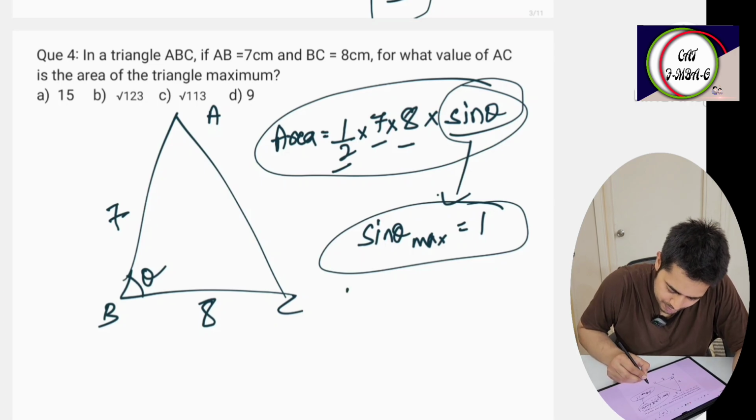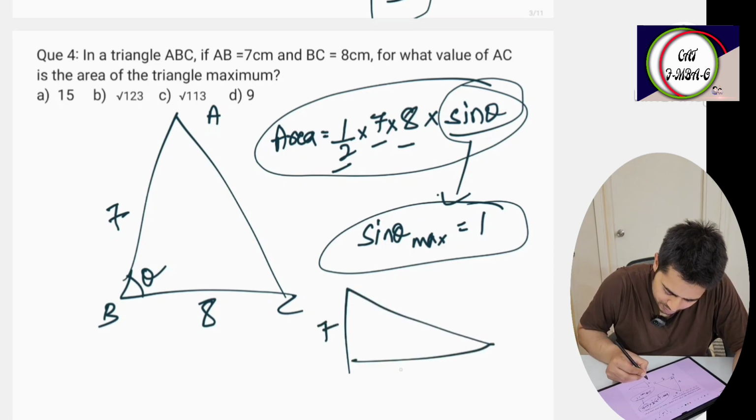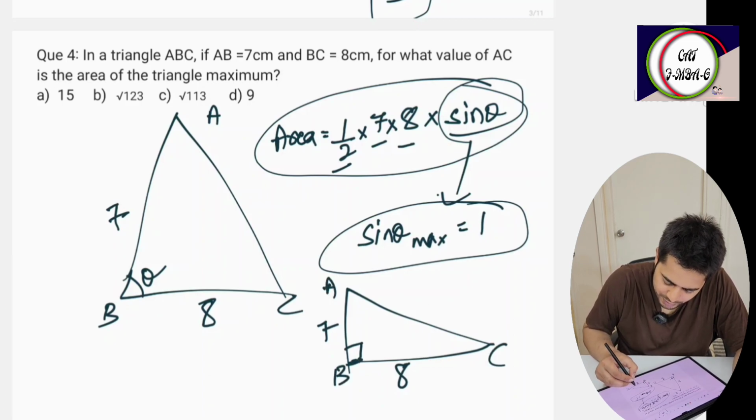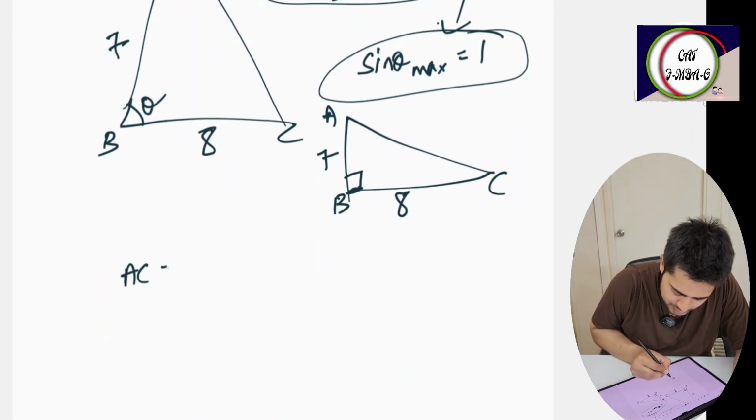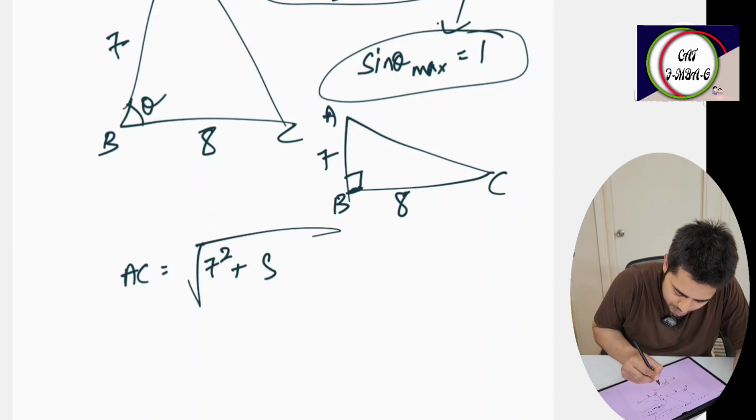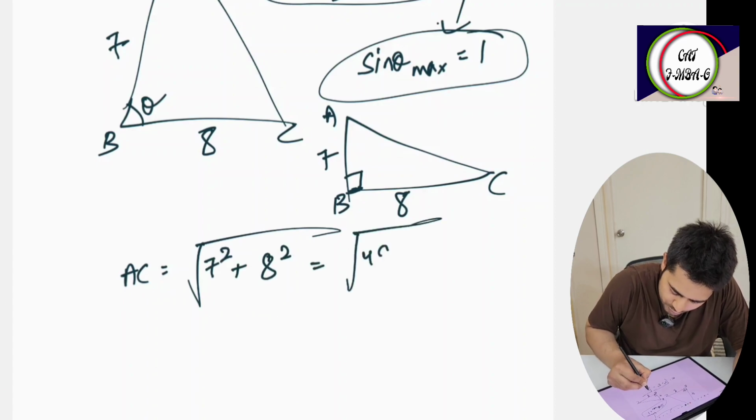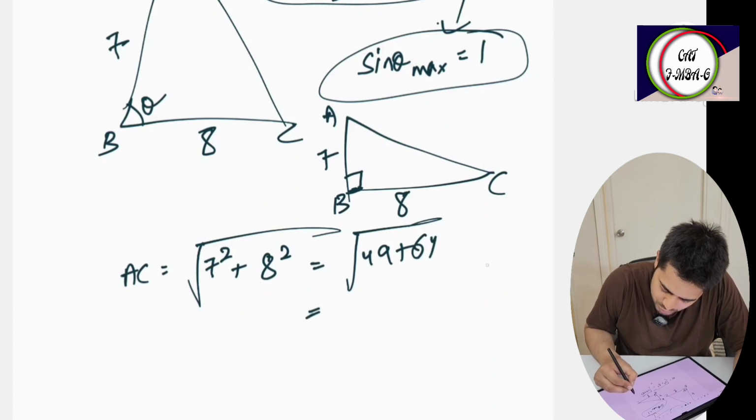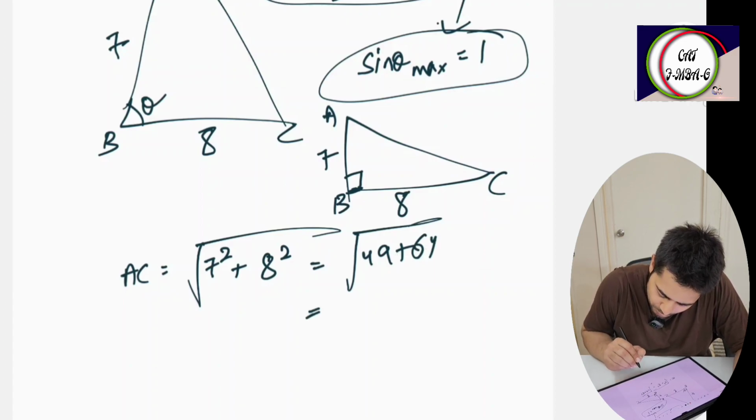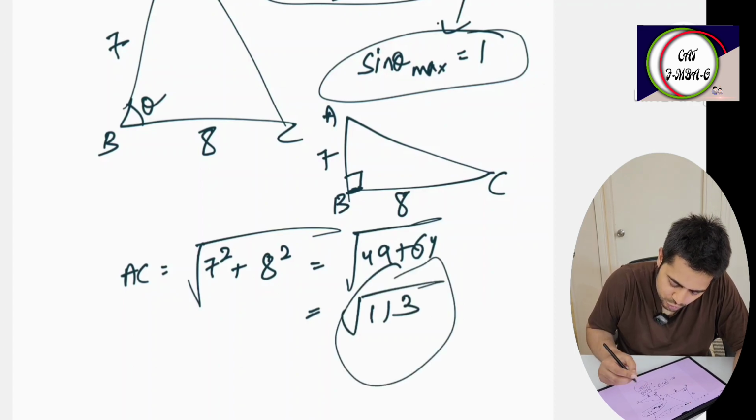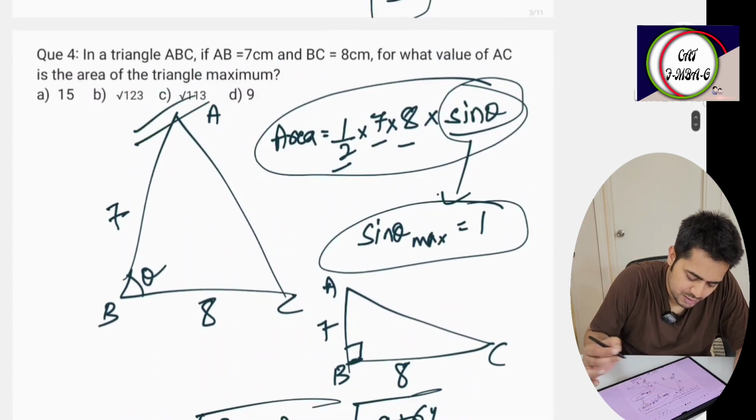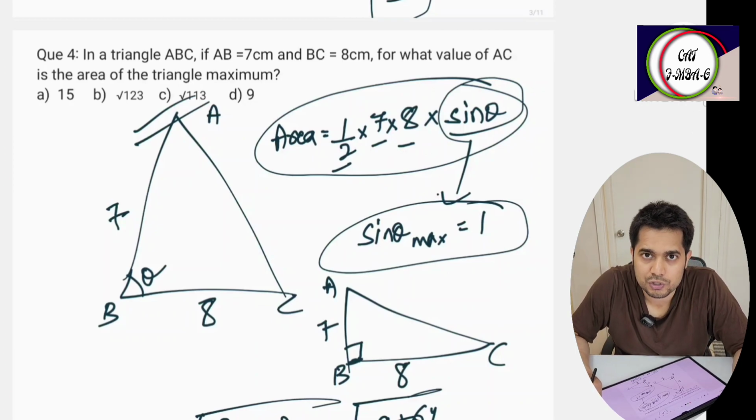So that means the triangle is going to look like this: 7, 8, and this is going to be 90 degrees. So A, B, C. We have to find AC, so we can use the Pythagoras theorem here. AC is equal to root under 7 square plus 8 square, is equal to root under 49 plus 64. So 49 plus 64: 60 plus 40 is 100, plus 9 is 109, plus 4 is 113. So root 113. This should be the right answer. Yeah, option number C is the right answer. Let's move ahead to the next question.